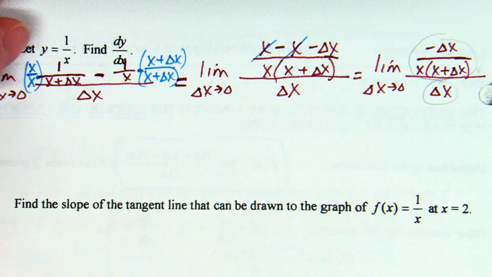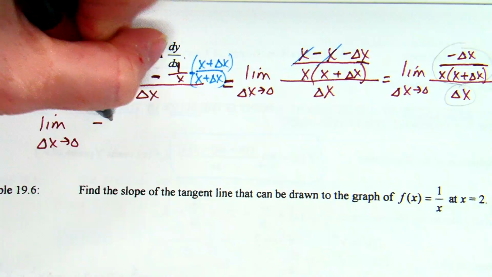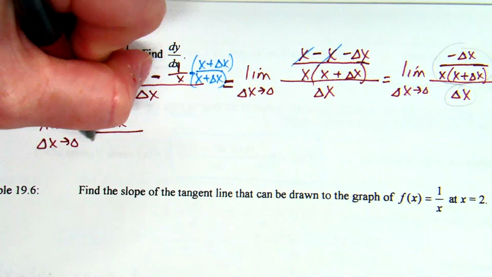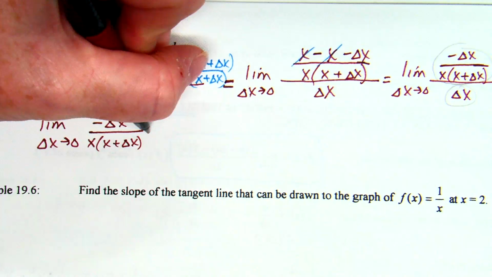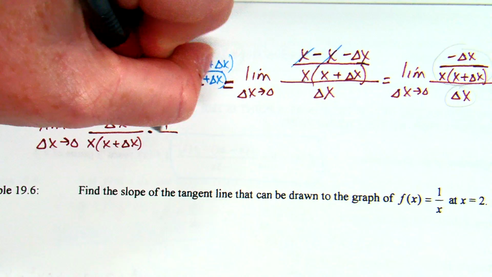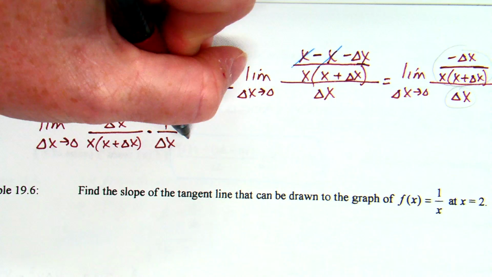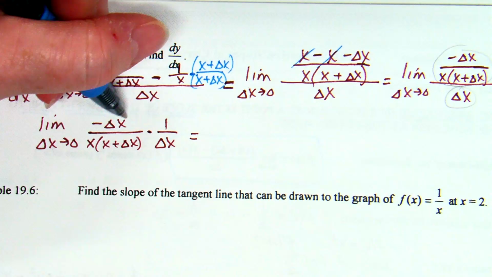So, the limit as delta x approaches 0. What I'm going to do is take that first fraction and write it, so that's negative delta x over x times x plus delta x. It's divided by delta x. Dividing by delta x is multiplying by 1 over delta x. Good. More cleanup. Delta x's cancel.